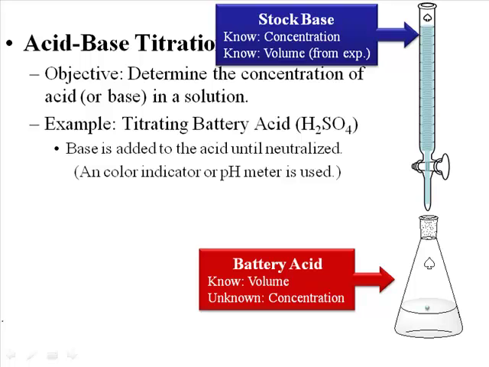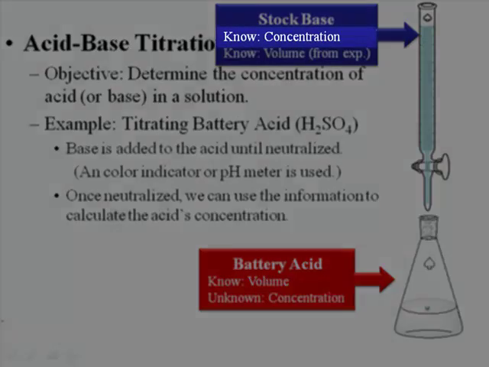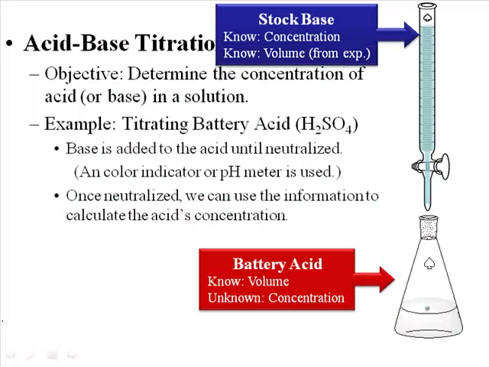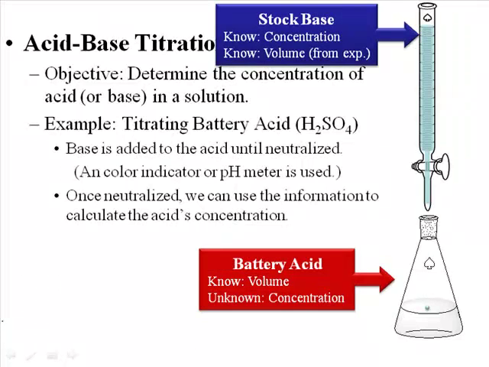And the way we'll be able to tell when that happened, well, there's a couple different ways. In our lab, we'll use a color indicator, which changes color when we hit a neutral pH. Another option is always to use a pH meter, where you can actually see the numbers that represent how the pH is changing. When you're done, you can then use the information from the experiment, specifically what was the concentration of the base, how much of the base did you use, and how much of the acid did you start with, to figure out what the acid's concentration was.